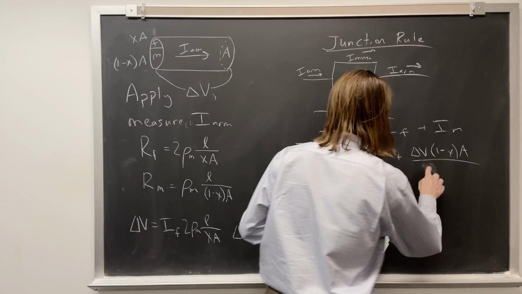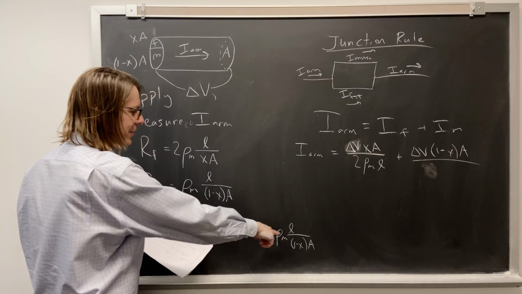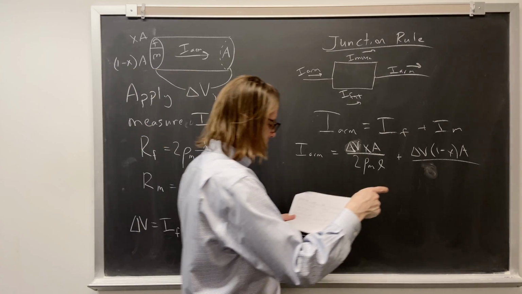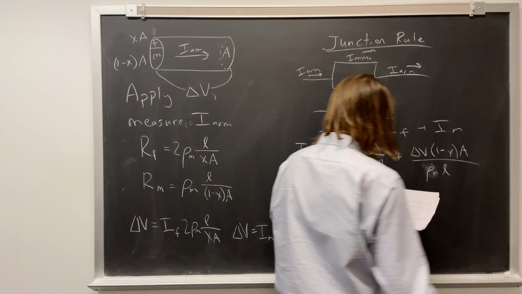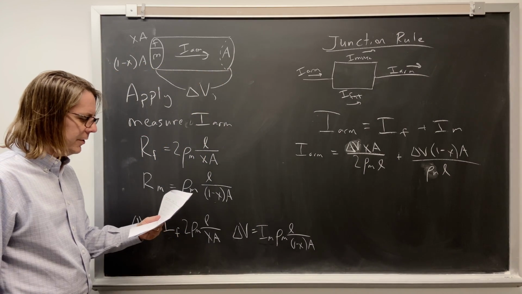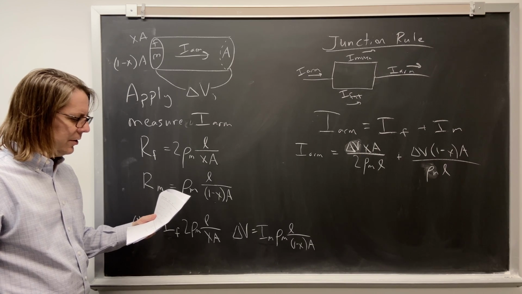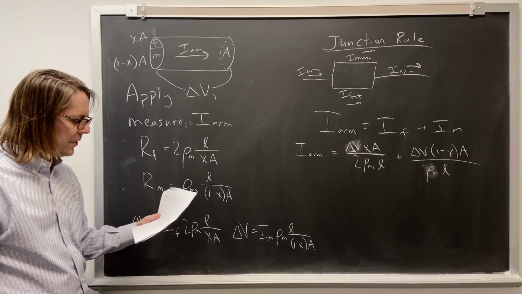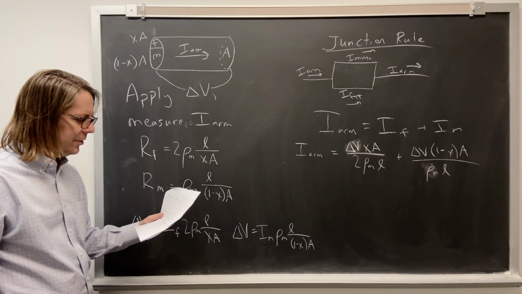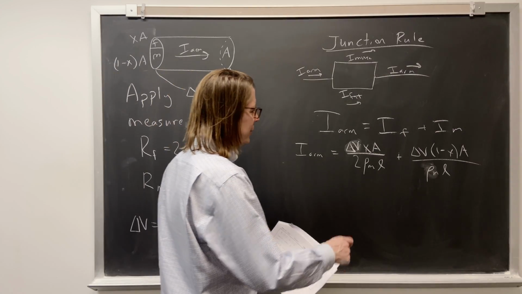Oh no, there's no 2 there though. Let's look at it. So this is delta V, 1 minus x, A over rho_M L, like that. Right, okay. And then what we want to do is get a common denominator and multiply things out, and eventually we're going to be able to solve for x. How did I solve this for x? Oh yeah, we measure I_arm, so I thought I had to get rid of I_arm. Let's go ahead and just combine these.